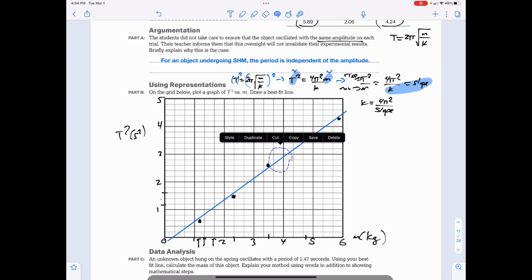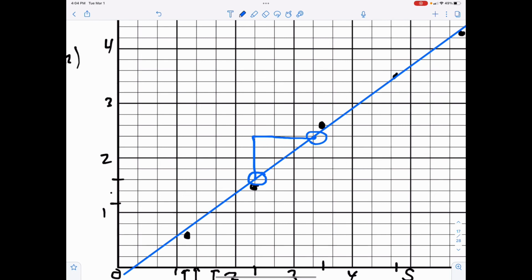Okay, now I'm looking for two convenient points so I can find my slope. I really like that point right there where it crosses the grid, and maybe that point right there. So make your slope triangle from one to the next. Remember, every box is 0.2, so 0.2, 0.4, 0.6, 0.8. My rise is 0.8.